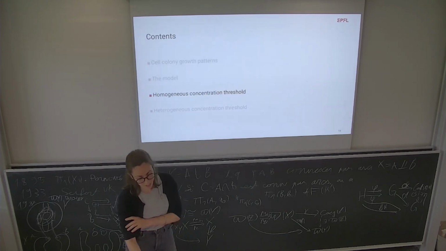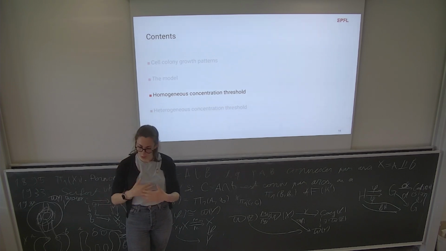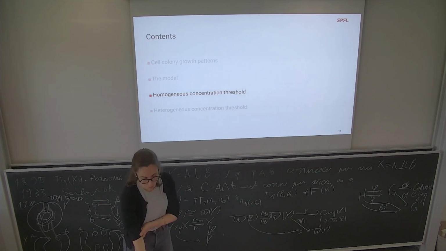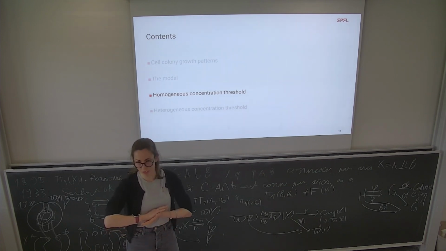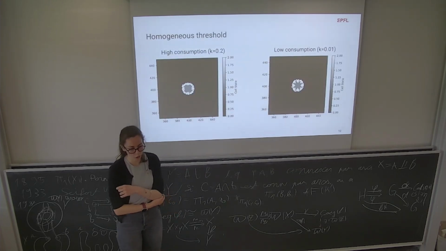The first thing I did, so as I said, what is important is this concentration threshold, because if concentration falls below this threshold, then cells become inactive. So the first thing I did was take it as a constant, the same all across the grid. And here are the patterns that come out of this.